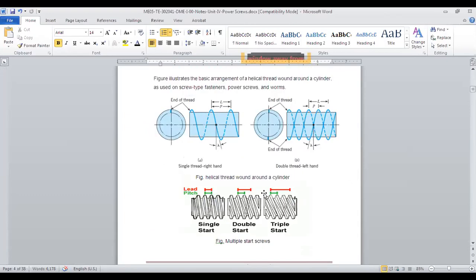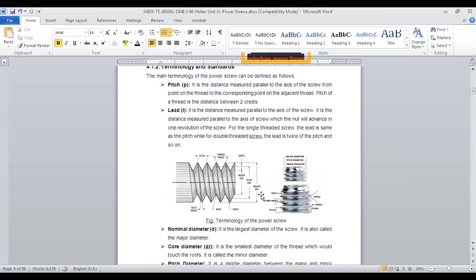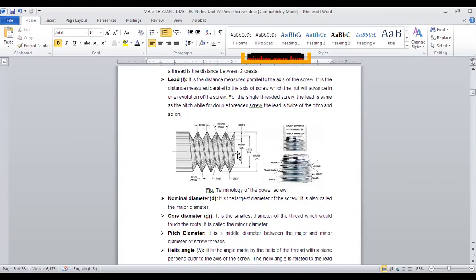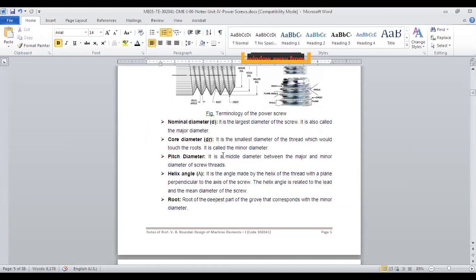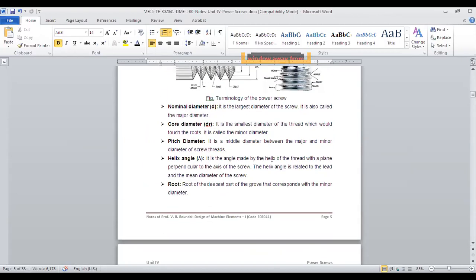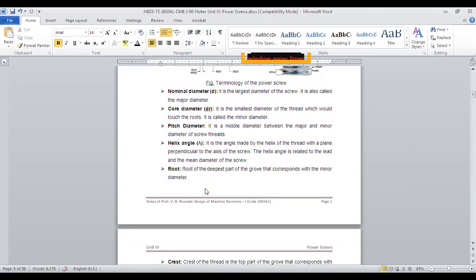Then we have gone through what a single thread and a multi-start thread are, and the terminology: what is pitch, what is lead (lead is equal to number of starts into pitch), what is core diameter, what is nominal diameter, what is mean diameter of the screw. We have seen that also, right? So what is helix angle? Tan alpha is equal to L upon pi dm, where L is the lead, the distance it moves in one rotation, and dm is the mean diameter. So we have seen the helix angle alpha.